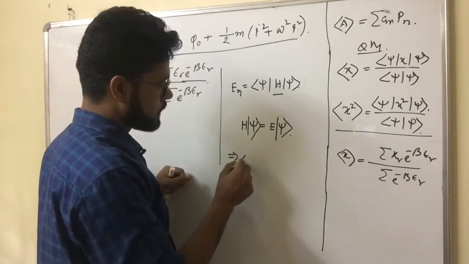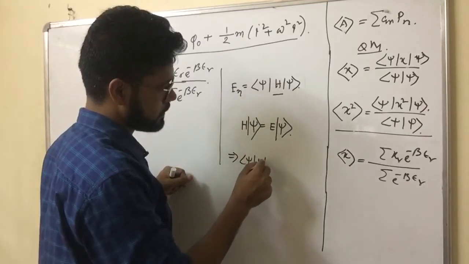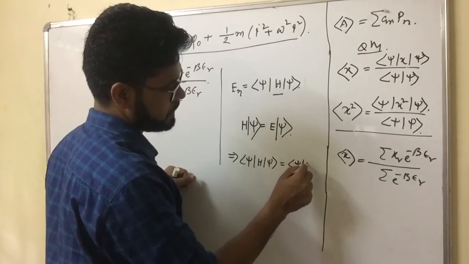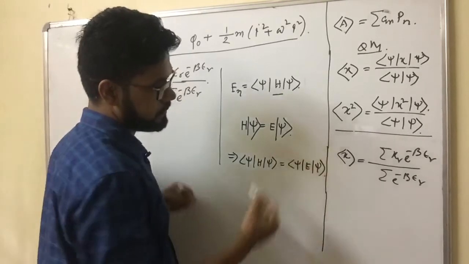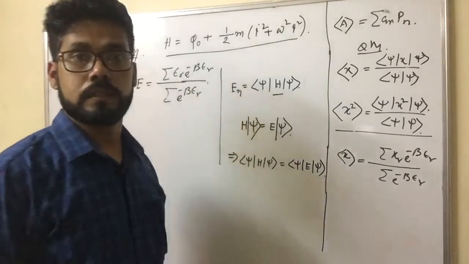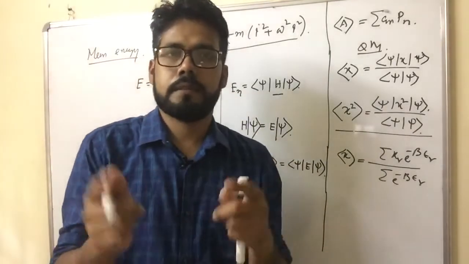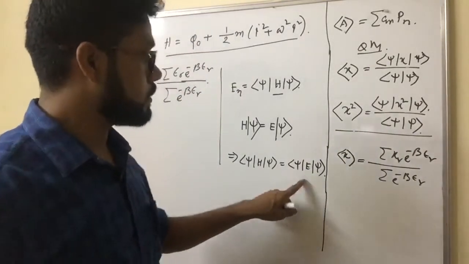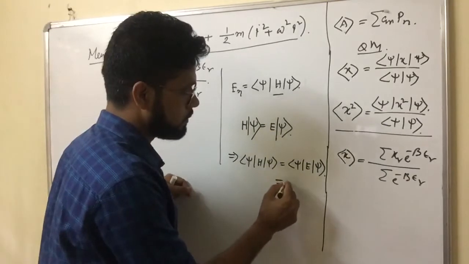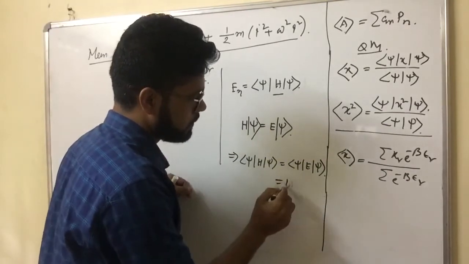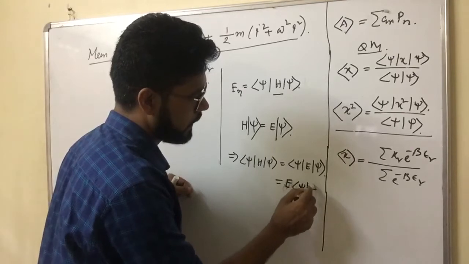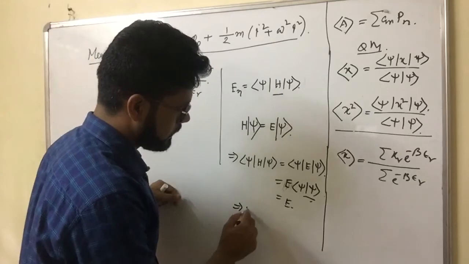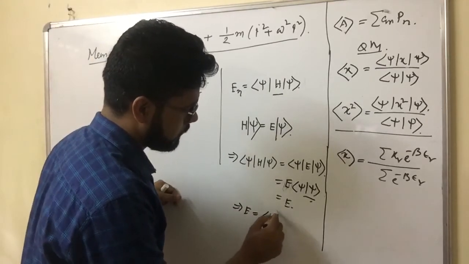So if I take both sides bra, then we have to take both sides. Now E is the eigenvalue. It's a numerical value, suppose 5, 6, 7, 8. So you cannot take the mean of the eigenvalue. So E is constant, so it will come out. So psi psi will be 1. So E. That means we can calculate the expectation of the eigenvalue.